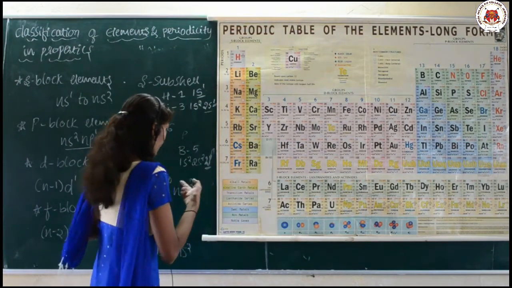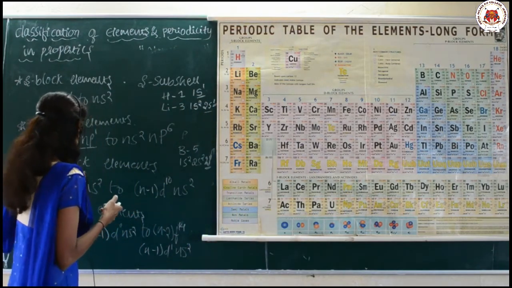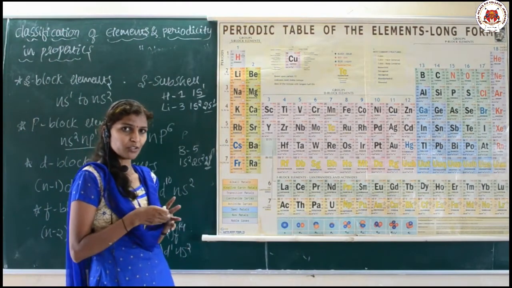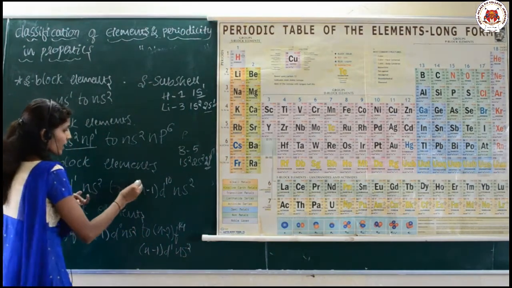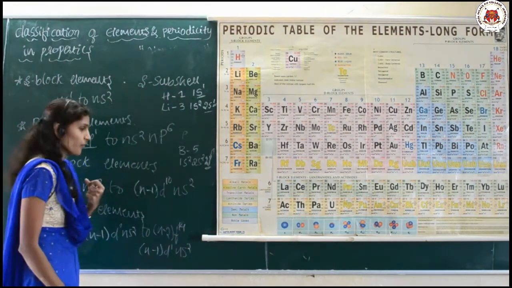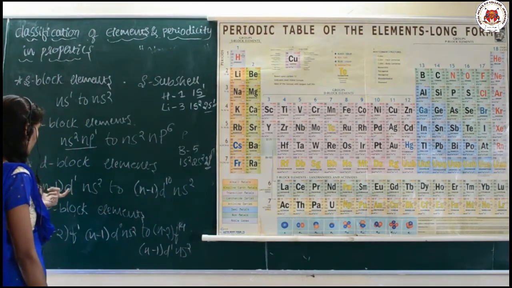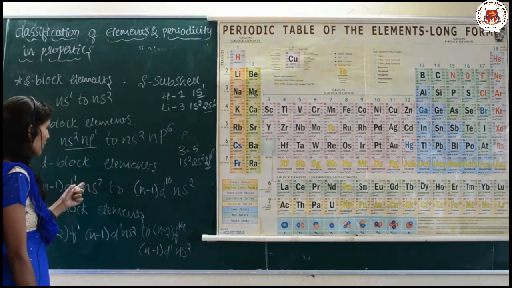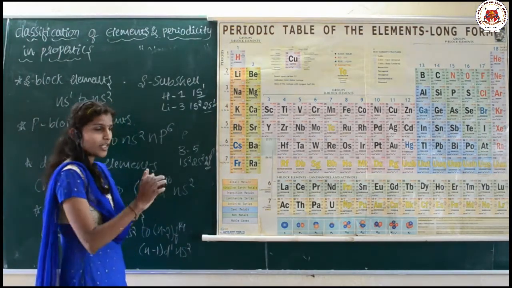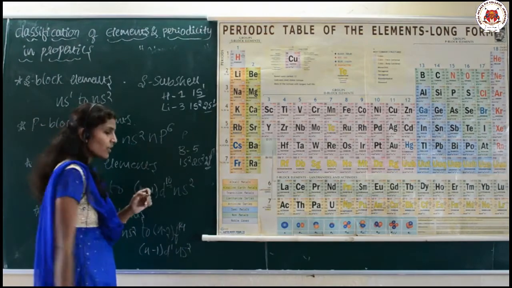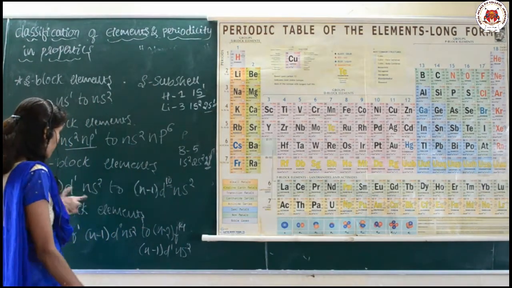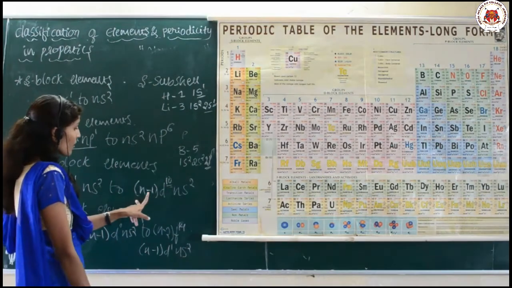Next is the D block element. D block element means the last electron enters into the penultimate shell. That is, n minus 1 is called the penultimate. See here, its general electronic configuration is n minus 1 d1 to d10 ns2. As you know, the d subshell has the capacity to accommodate 10 electrons, d1 to d10, and ns2 is there, and it is a penultimate shell.